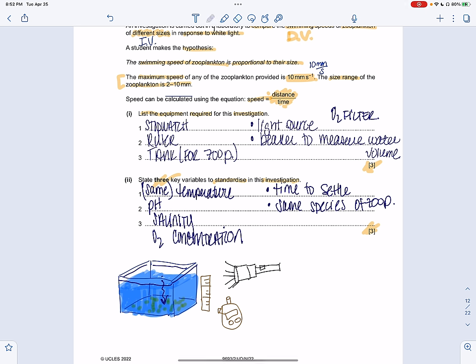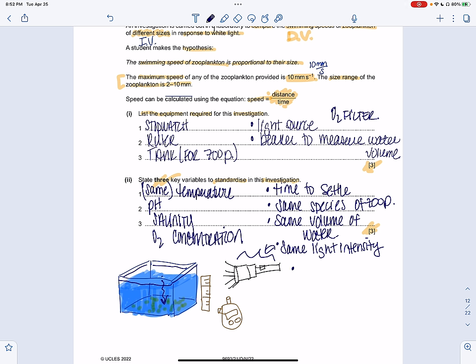Same amount of water. And I don't want to say amount, that's terrible, the same volume of water in the tank. The same light intensity or the same light source. So, I mean, what is the reality of that being different? Wouldn't you just use the same flashlight or bench lamp or something?